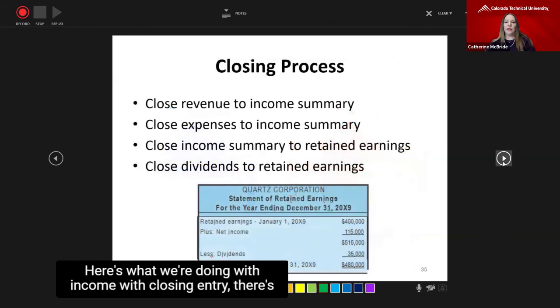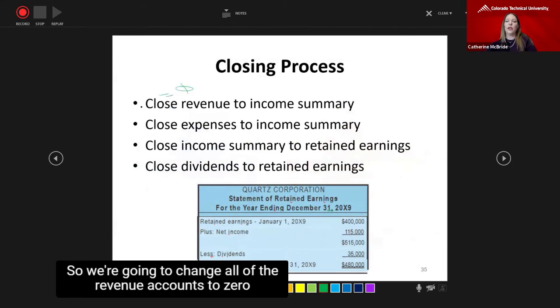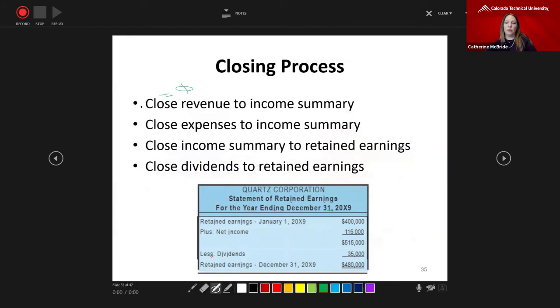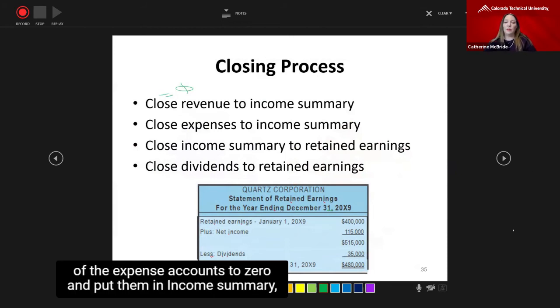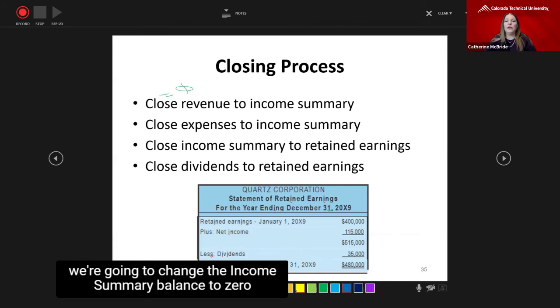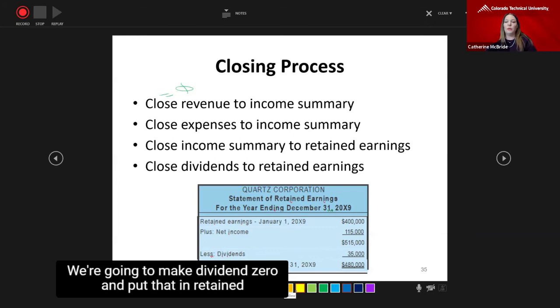Here's what we're doing with closing entries. There are four steps. When I say close, what close means is reduce it to zero. We're going to change all of the revenue accounts to zero and put them in income summary. We're going to change all of the expense accounts to zero and put them in income summary. We're going to change the income summary balance to zero and put it in retained earnings. We're going to make dividends zero and put that in retained earnings.